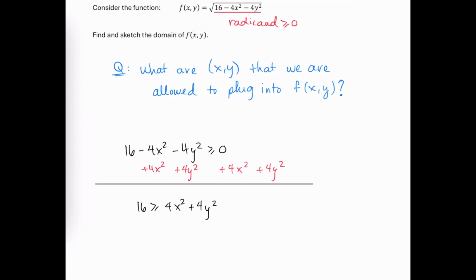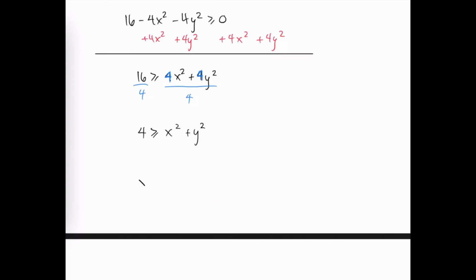Now, this is the equation of a circle. And hopefully we recognize that because the coefficients on the x's and the y's are the same, and of course x and y are squared. Let's divide both sides by 4 so that we end up with something that looks a little more recognizable as a circle. And then I'm also going to reverse the sides. So we've got x squared plus y squared less than or equal to 4.